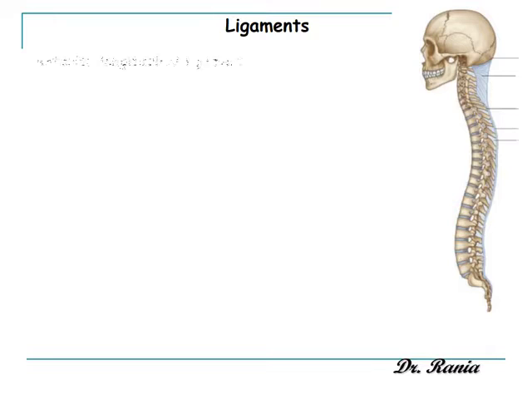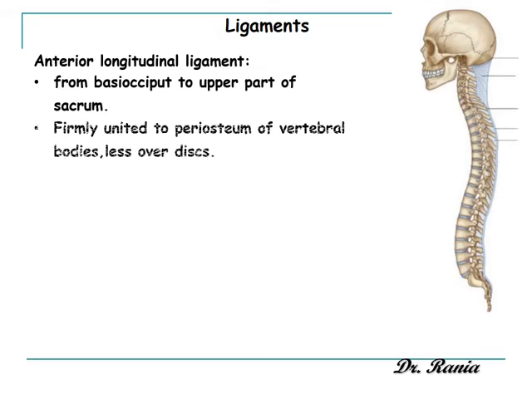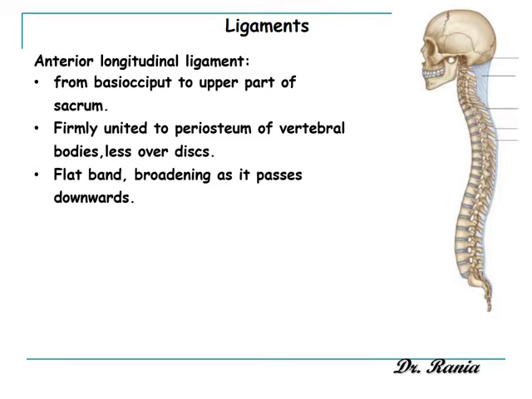Ligaments connecting the vertebrae together. There are two main ligaments, the anterior longitudinal ligament and the posterior longitudinal ligament. The anterior longitudinal ligament starts from the base of the skull, the basilar occiput, to the upper part of the sacrum. It is firmly united with the vertebral body but not with the disc. It is a flat band. As it goes downward, it becomes broader.